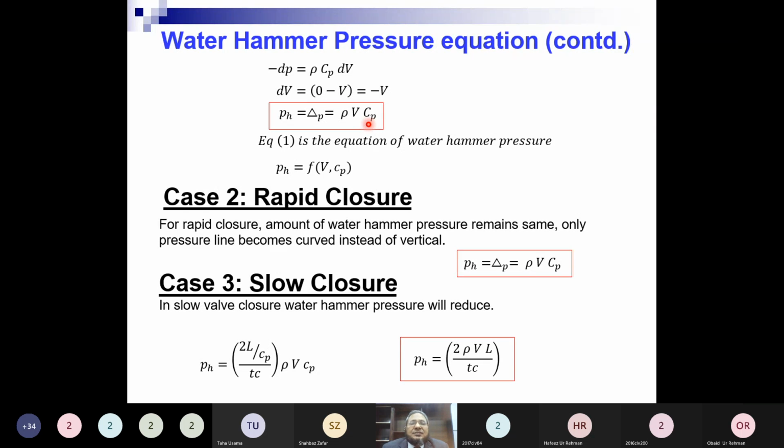So what is the change in pressure? Delta P or dp is basically the hammer pressure. PH is hammer pressure. What is another name for this? Inertial pressure. So this is the inertial pressure, which is rho V Cp. It means this hammer pressure is proportional to, or is a function of, velocity of flow and Cp. Is it clear?